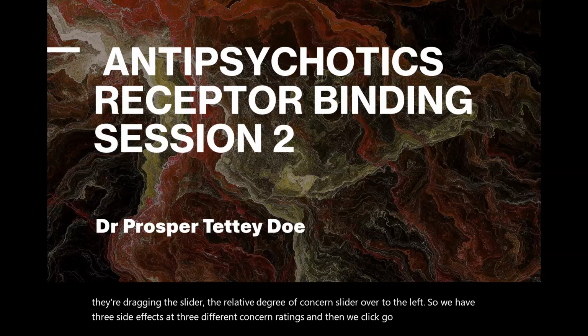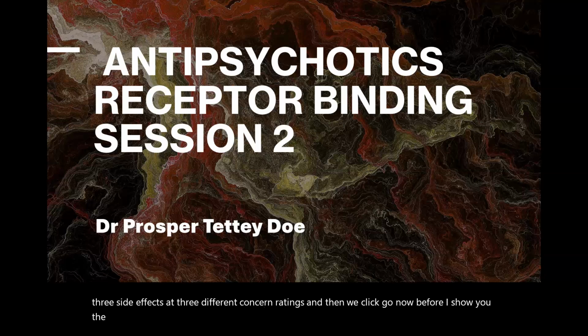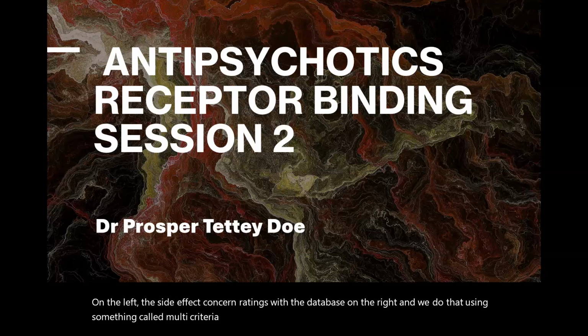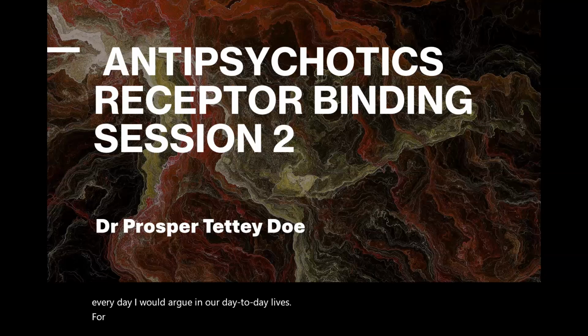Now, before I show you the output, the key question for us is how do you combine that input on the left, the side effect concern ratings, with the database on the right? And we do that using something called multi-criteria decision-making, a statistical technique that we all use every day, I would argue, in our day-to-day lives. For example, if I wanted to take a winter break, I might need to choose between various holiday destinations.